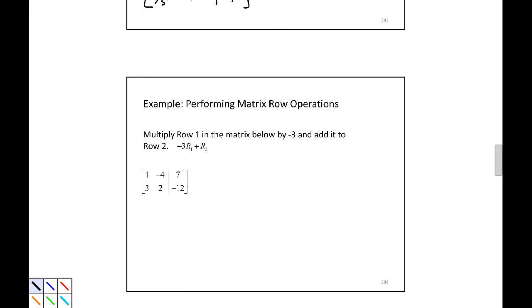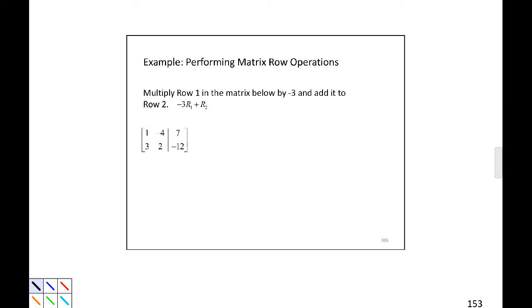For our third row operation, multiply row 1 in the matrix below by -3 and add it to row 2. That is notated as -3 times R1 plus R2, or R sub 1 and R sub 2 respectively. Now this matrix is the first row, 1, -4, 7, and the second row, 3, 2, -12.